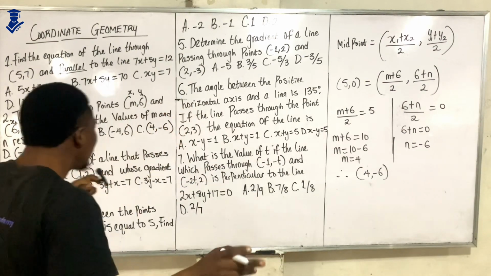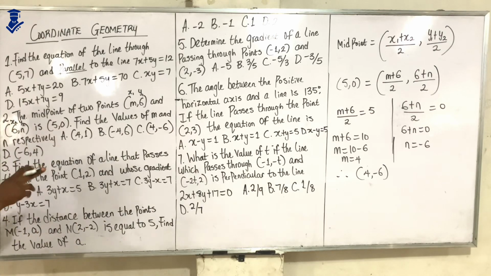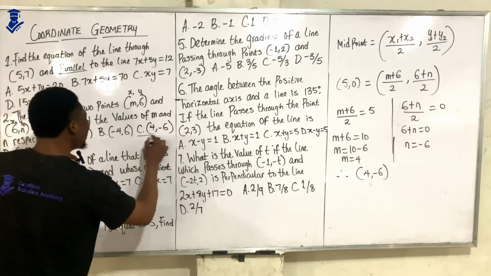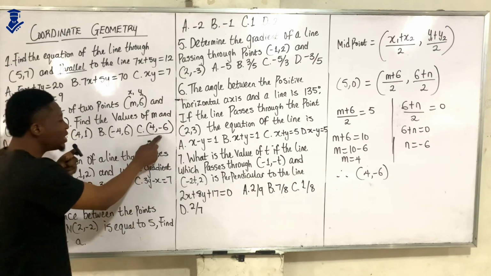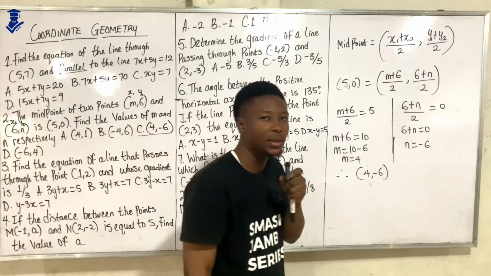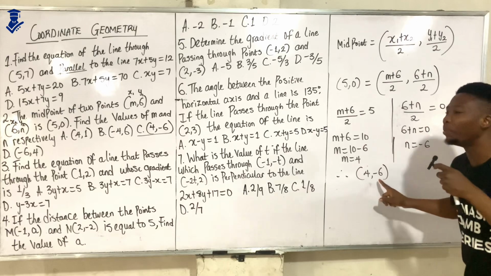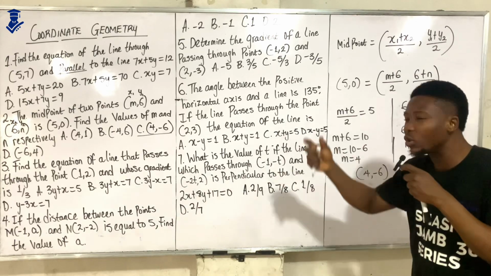Alright? So the values of m and n are what? 4, minus 6, which corresponds with option what? 4, minus 6, which corresponds with option C. Alright? So option C is actually correct. So the values of m and n are 4 and minus 6. Now let's move on to solving the next question.